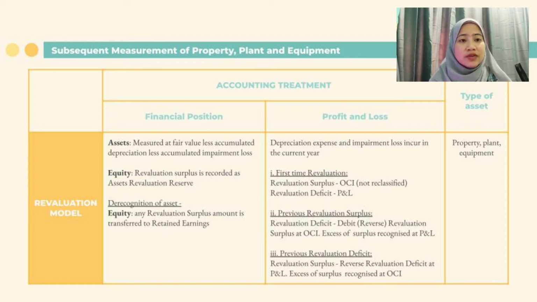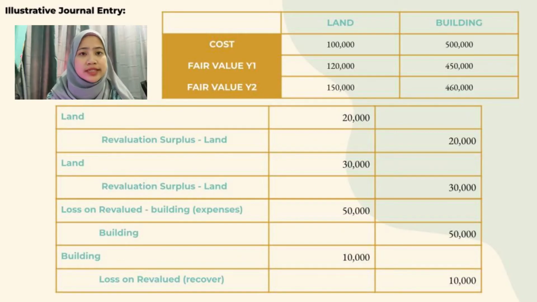This revaluation model is only used for property, plant and equipment. So this is the example for an illustrative journal entry. So look at the land.